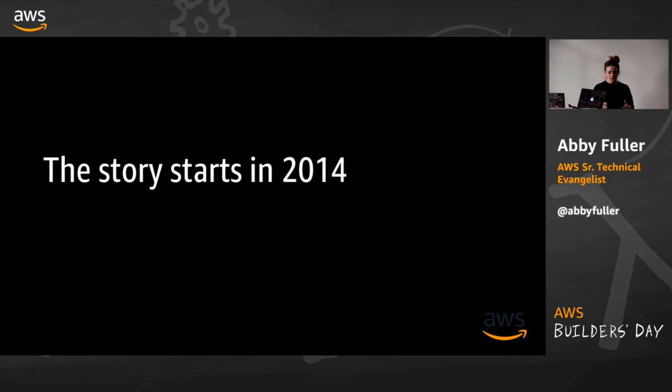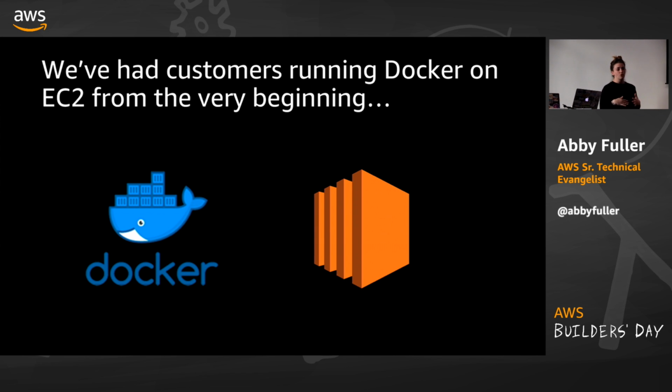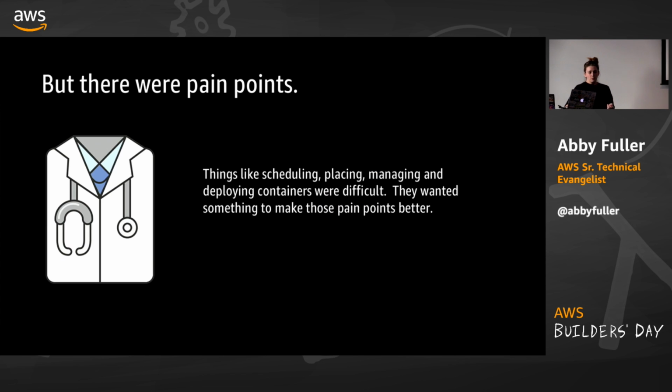And for AWS, I think the story for us really starts in 2014. So we've had customers that were running Docker on EC2 from the very beginning. So Docker is obviously open source. You can use it yourself. You can build and run Docker containers yourself. And an EC2 server is just a server. So I could build, run, ship my own Docker containers on these EC2 servers. But people weren't super happy with that. So it's great. And in a lot of cases, you can still do that. And well, you can still do that today. But what people were saying is that they had a lot of pain points with this.